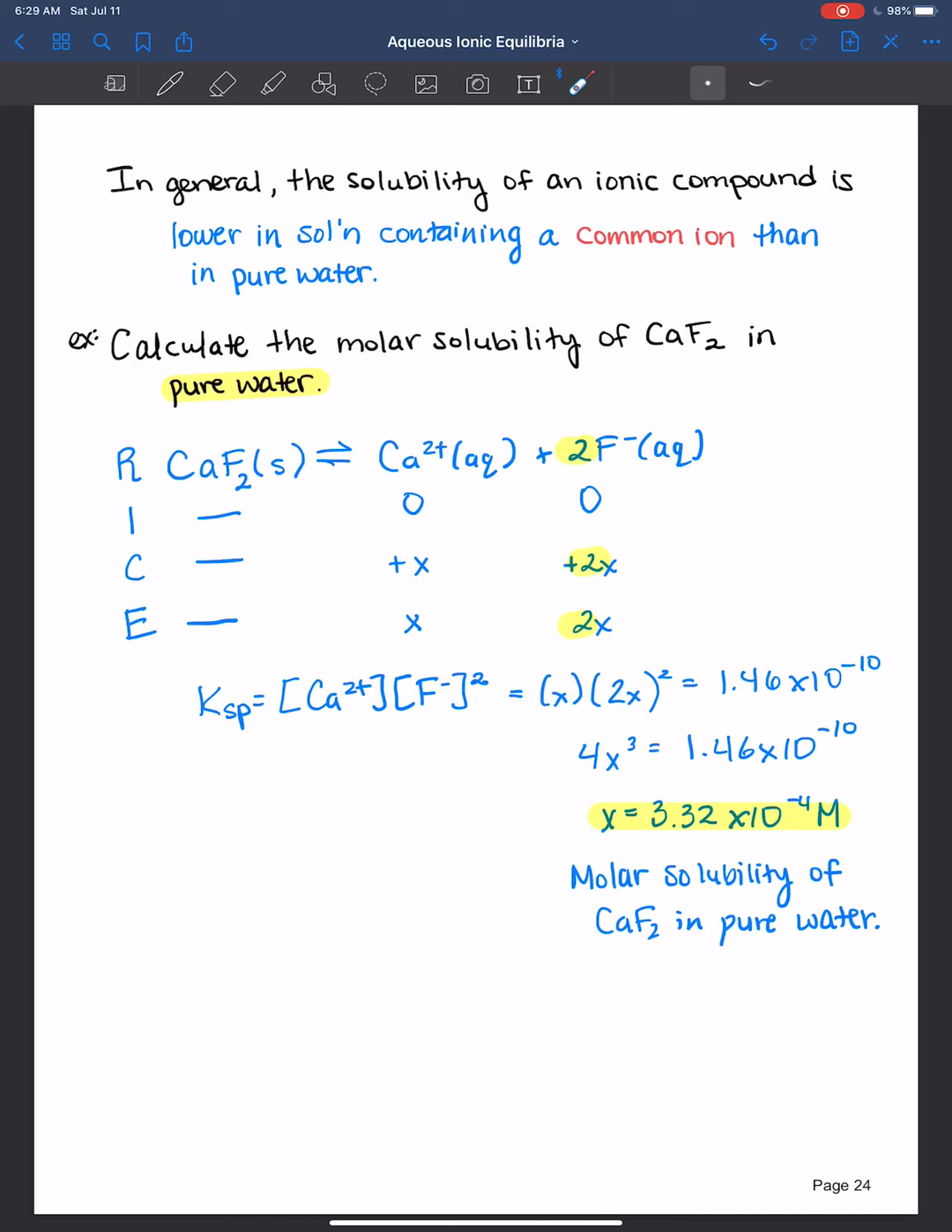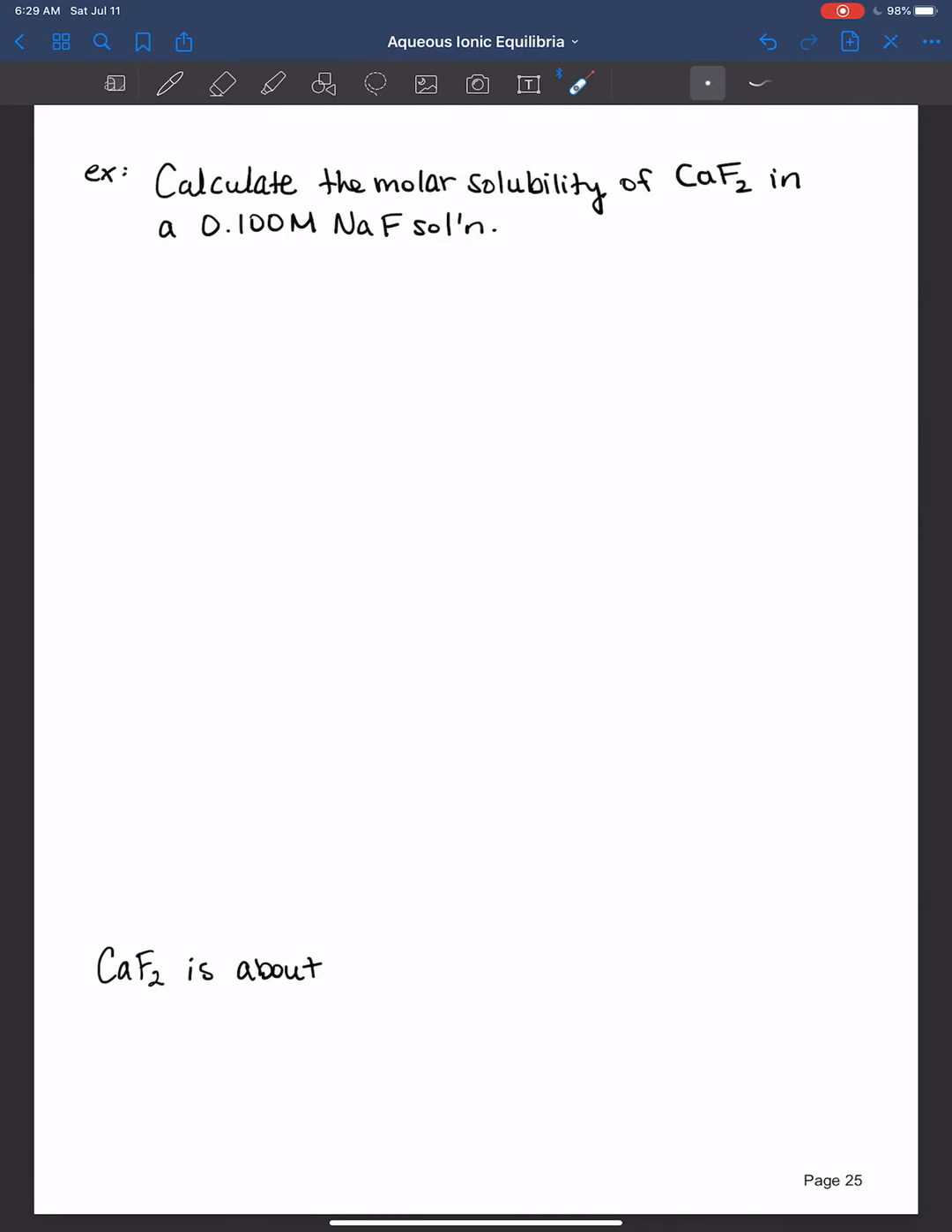Now what happens if we prepare it in a solution that actually has a common ion in it? So let's do that example together. Let's calculate the molar solubility of calcium fluoride in 0.1 molar sodium fluoride solution. So something to make note of is that we understand sodium fluoride.